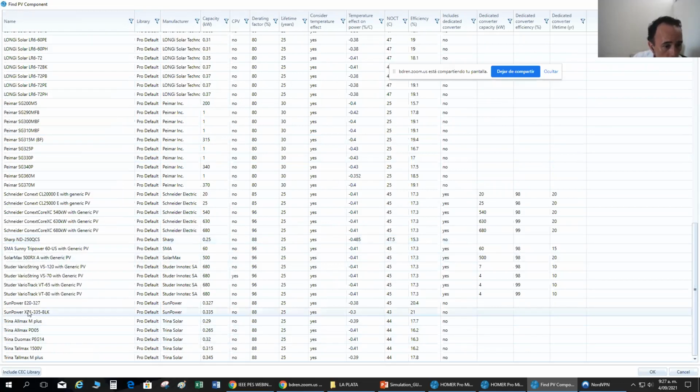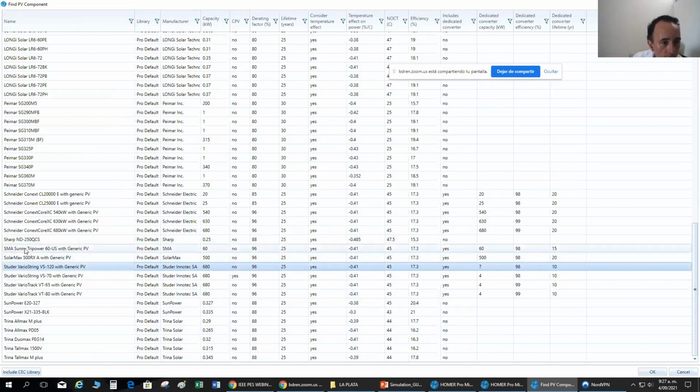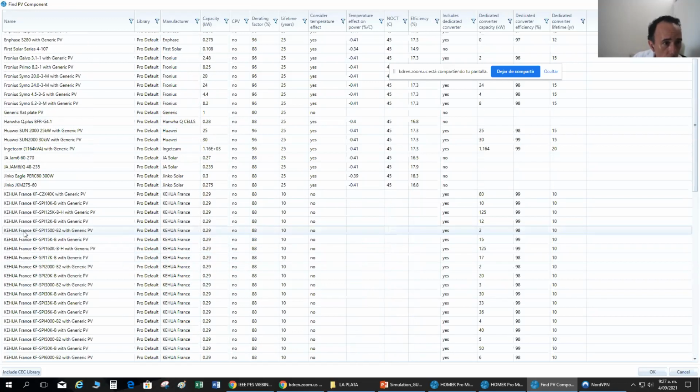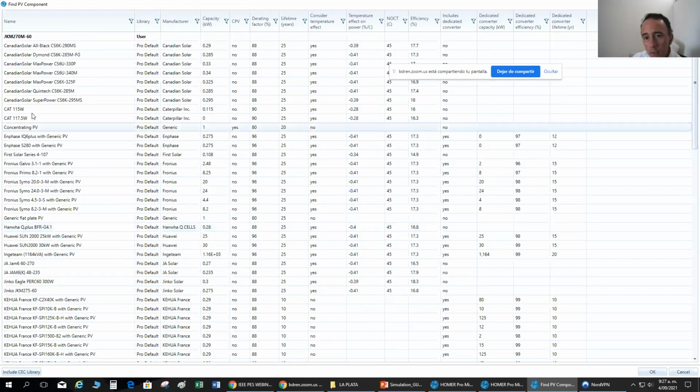Trina, SunPower, Studer are converters and inverters. I guess this is a converter, I'm not sure. SMA is a top brand, very used in Europe. Here in Latin America they are expensive, but very good in solar PV inverters. Yes, Schneider's converters, inverters. So for this example, we use some of this solar PV system. You can see all the features and technical characteristics of every single technology.